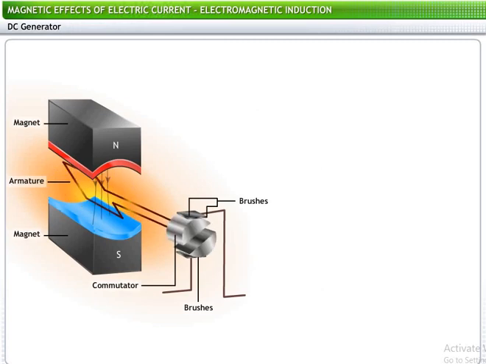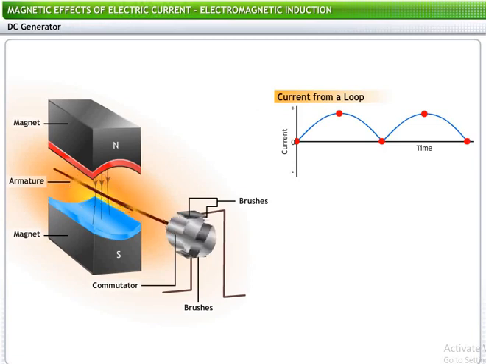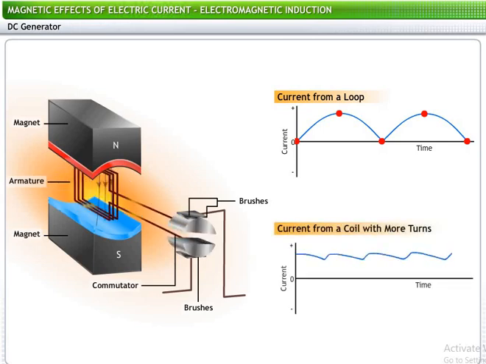A DC generator that contains a loop generates a pulsating DC current. To produce a more stable output, a coil with more turns is typically used.